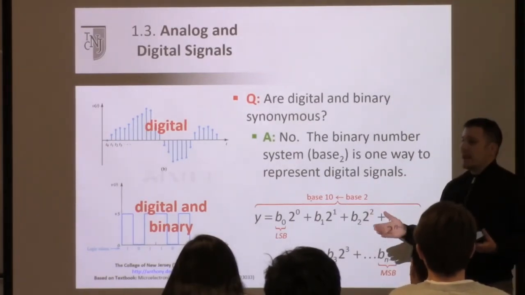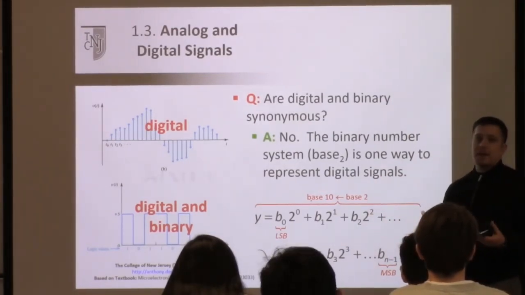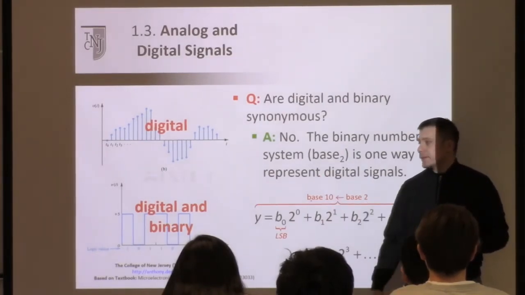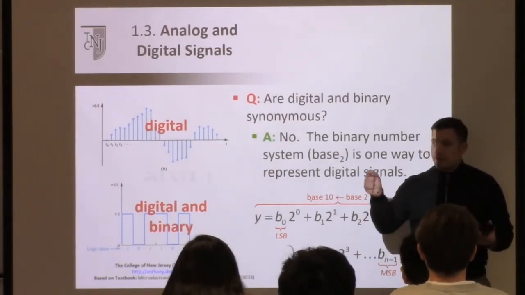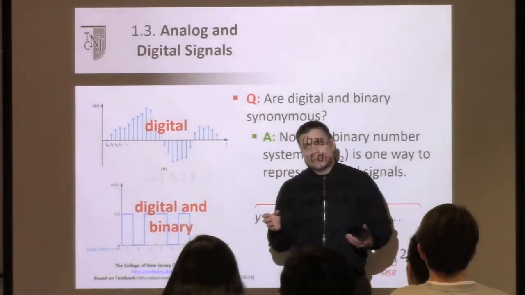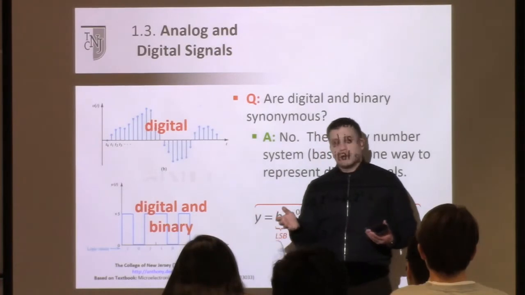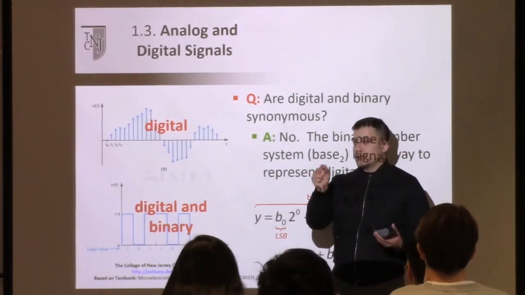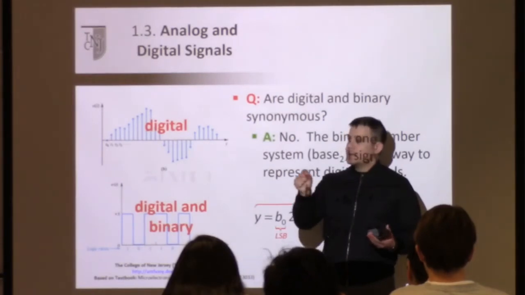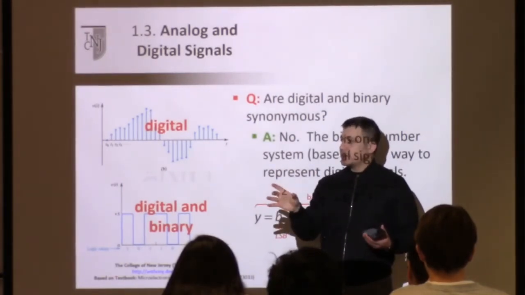Let's talk a little bit about base 10. So let's say we have a base 10 number of 111. What does that really mean? You have 3 digits. The least significant digit means 1 times 10 to the 0, which is 1 times 1. That's the first digit.